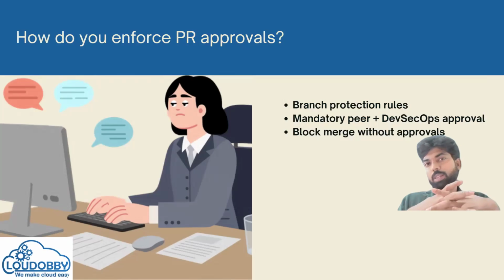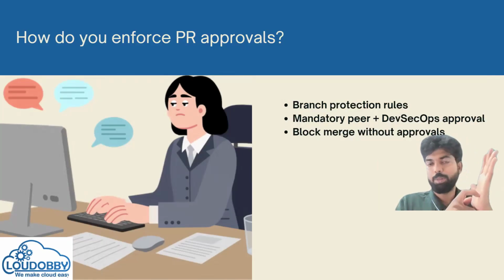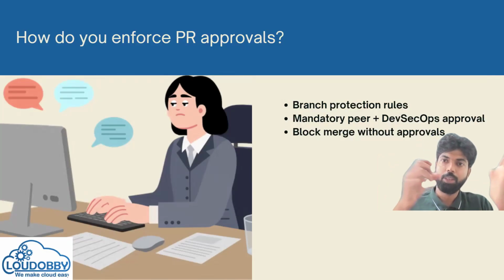How do you enforce PR approval? What is PR approval? In Git, very importantly, you will change the YAML values, and that will be reflected using ArgoCD. So we have to protect this. Everyone cannot deploy things. PR means pull request, so that request says I'm changing this YAML file.